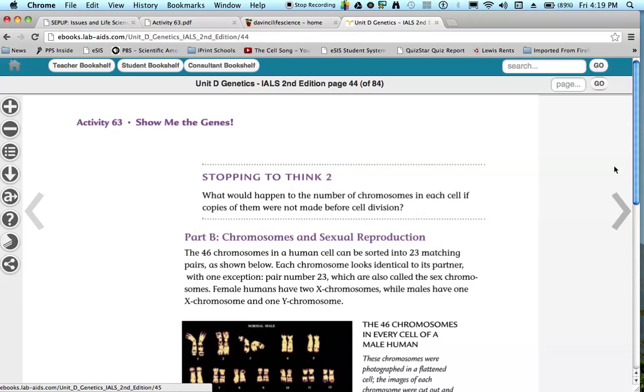Stopping to think. What would happen to the number of chromosomes in each cell if copies of them were not made before cell division?